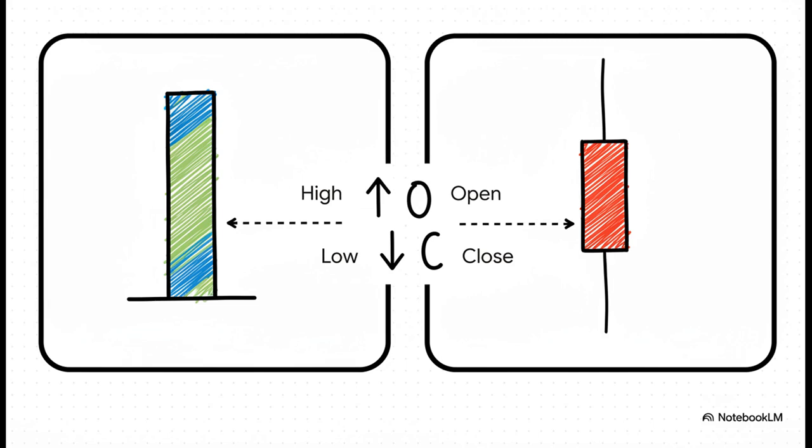Now, they might look a little different, but here's the key thing to remember. They show you the exact same 4 pieces of data, the open, high, low, and close. They're just different visual styles for the same story.